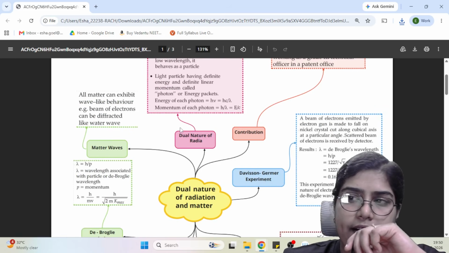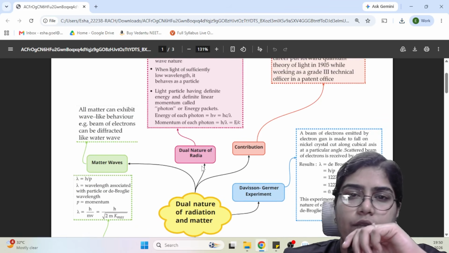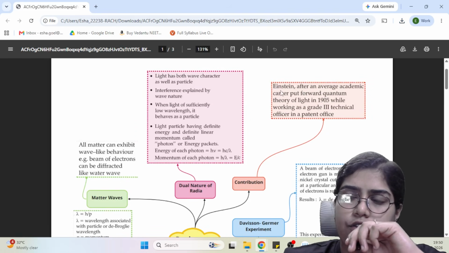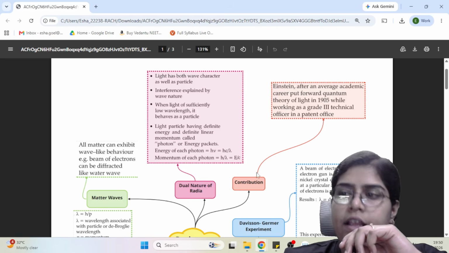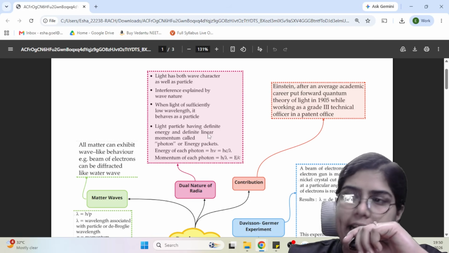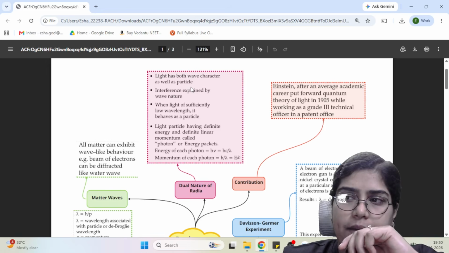What do we mean by that? The second thing was the dual nature of matter, that is the wave as well as the particle nature. Then the contribution of Einstein to this dual nature of matter theory. So light has both wave character as well as particle character.